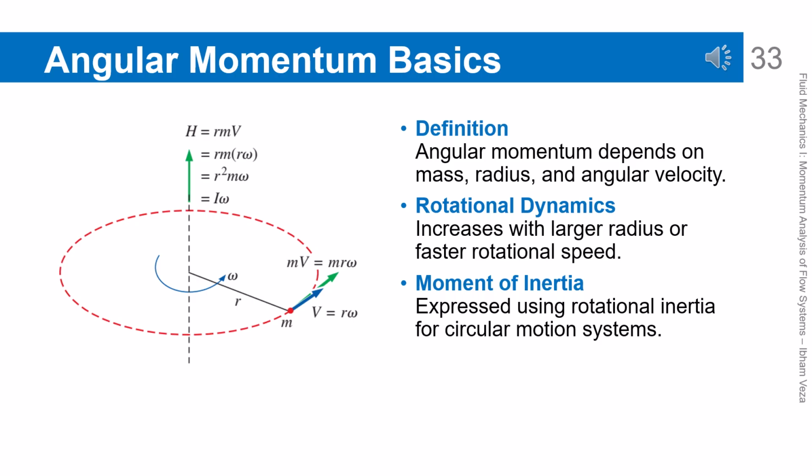Angular momentum basics. Angular momentum is defined based on mass, radius, and angular velocity. Its value increases if the radius of rotation or the angular speed is increased. In real systems, the moment of inertia is used to represent the mass distribution relative to the axis of rotation. This concept is very important in the analysis of turbines, pumps, and other rotating systems. Angular momentum is a measure of a system's tendency to keep rotating.